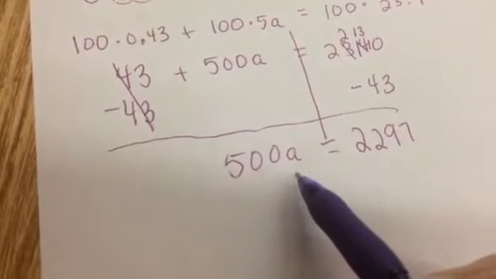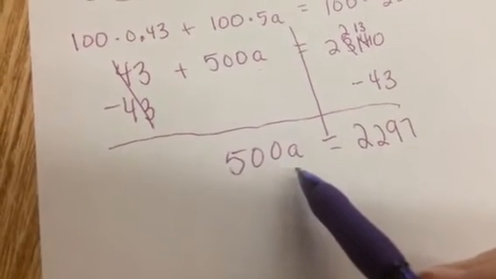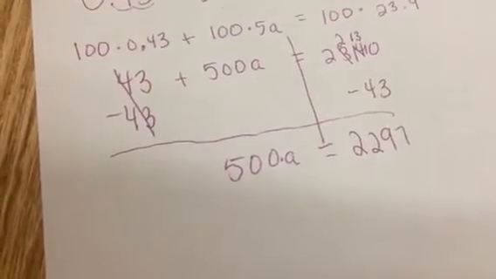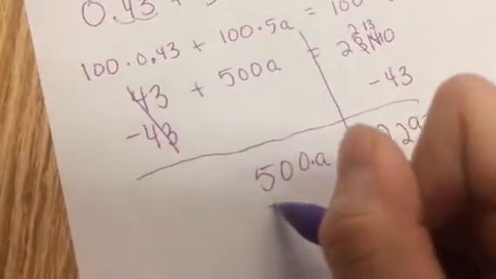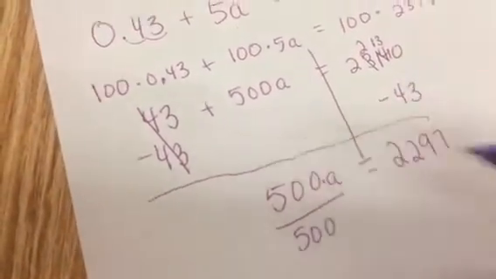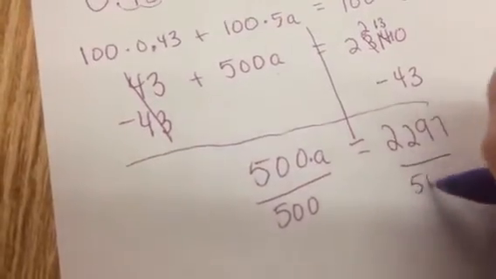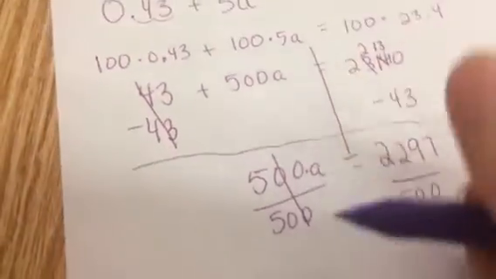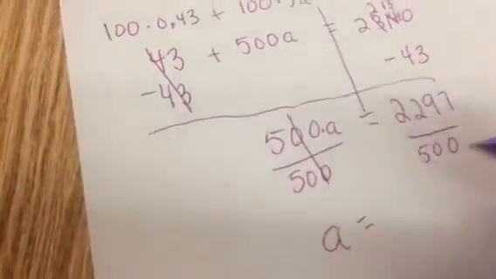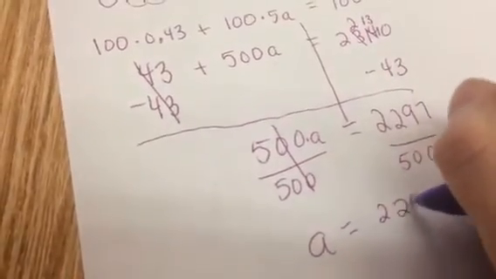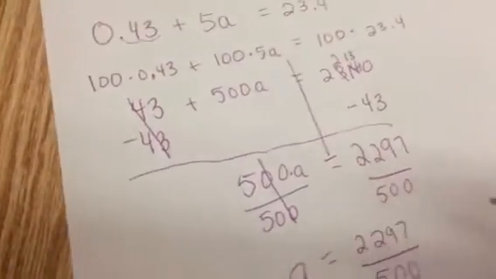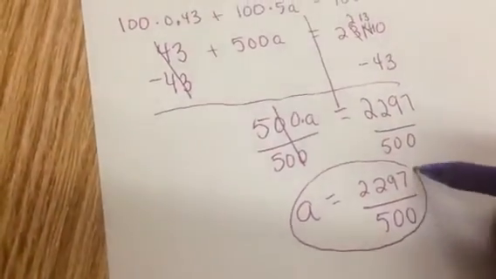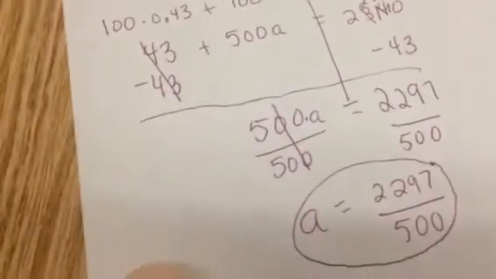Now to isolate that variable, to get it by itself, it's being multiplied by 500, and we know we have to do the inverse operation, meaning the opposite operation. So we have to divide by 500 to get rid of it. Whatever you do to one side, you have to do to the other side. So this now cancels out, and I'm left with a equals 2,297 over 500. And there's my answer right there. So you can see why eliminating those decimals makes it a lot easier in the end.